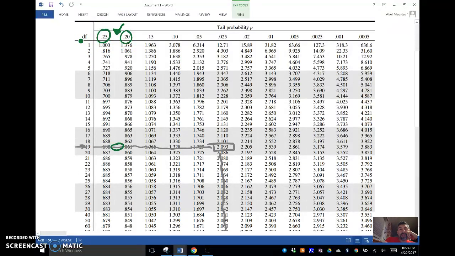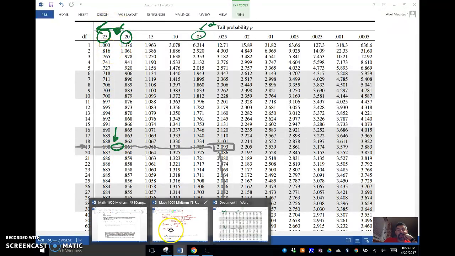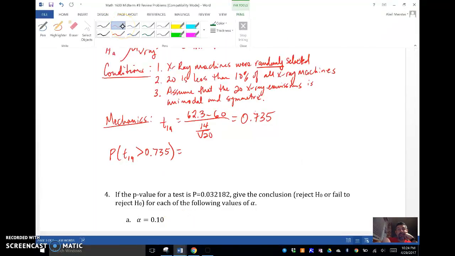Since this is our alpha level for the problem, we know that whatever that p-value is, it's going to be greater than 0.2. It's going to be on this side of 0.2. So I'm going to write that down. This p-value is going to be greater than 0.20, which is going to be greater than our alpha level, which was 0.05. Okay, so you can write that down.